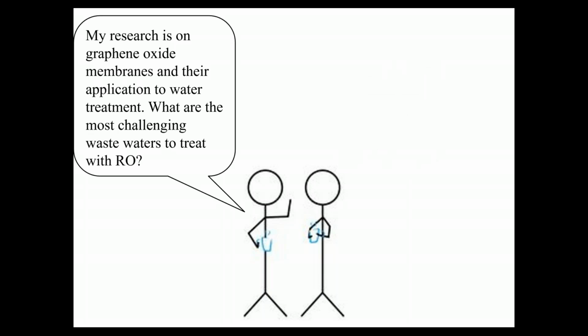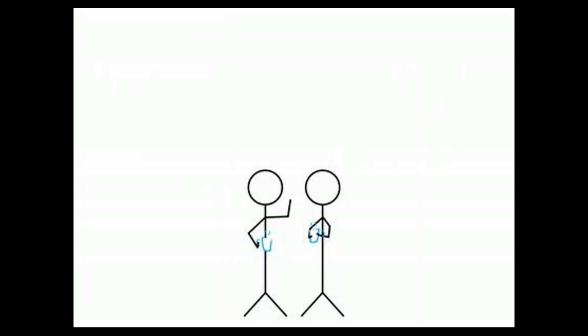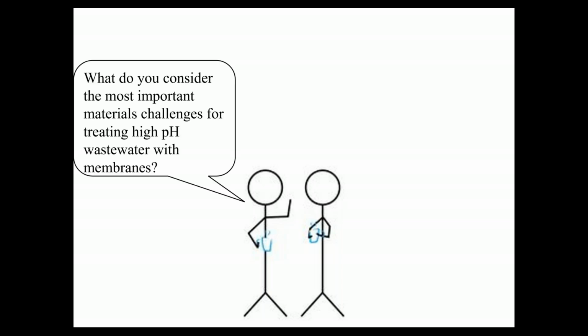Rather than tell them what you know, ask them questions about what you don't know. Like, for example, what are the most challenging wastewaters to treat with reverse osmosis? Then an industry partner says, well, maybe I can talk to this kid a bit. But really, the best way to approach industry partners and in industry interviews is not to talk about your science at all, but to basically just start by being the dummy. Just ask people about fundamental issues in their industry. What do you consider the most important material challenges for treating high pH wastewaters with membranes?